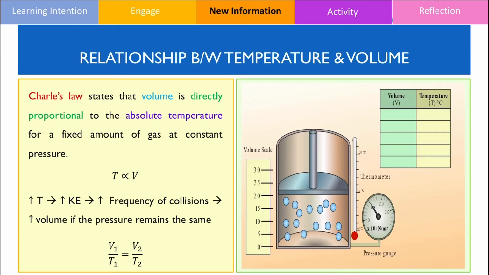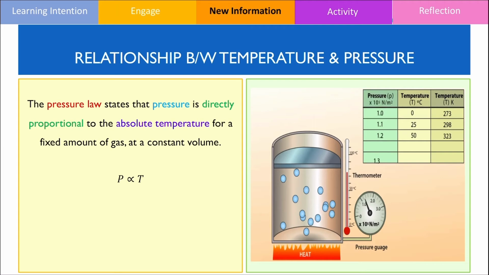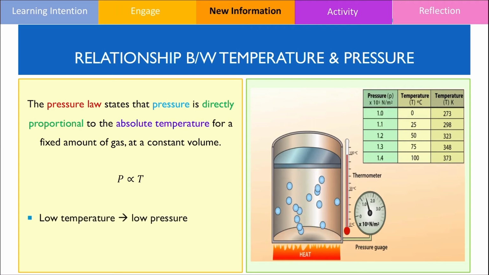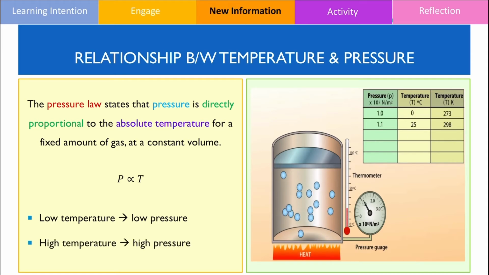The next law that I want to talk about is the pressure law, which states that pressure is directly proportional to the absolute temperature for a fixed amount of gas at constant volume. At low temperatures, the kinetic energy is low, hence the collisions and the force applied to the walls will also be low. However, if we increase the temperature by heating it up, the gas particles will have more kinetic energy, moving faster and thus more force on the container walls.